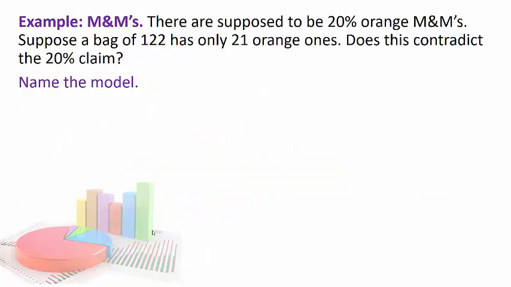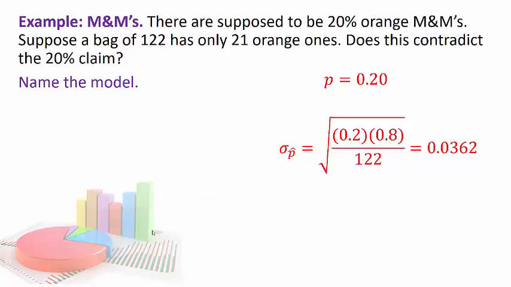So now I just have to name the model. I know p is 0.2. I'm going to calculate the standard deviation for the proportion using the square root of p times q divided by n. So I get 0.0362. I'm using a normal model as indicated by the N, where 0.2 is the mean and 0.0362 is one standard deviation.